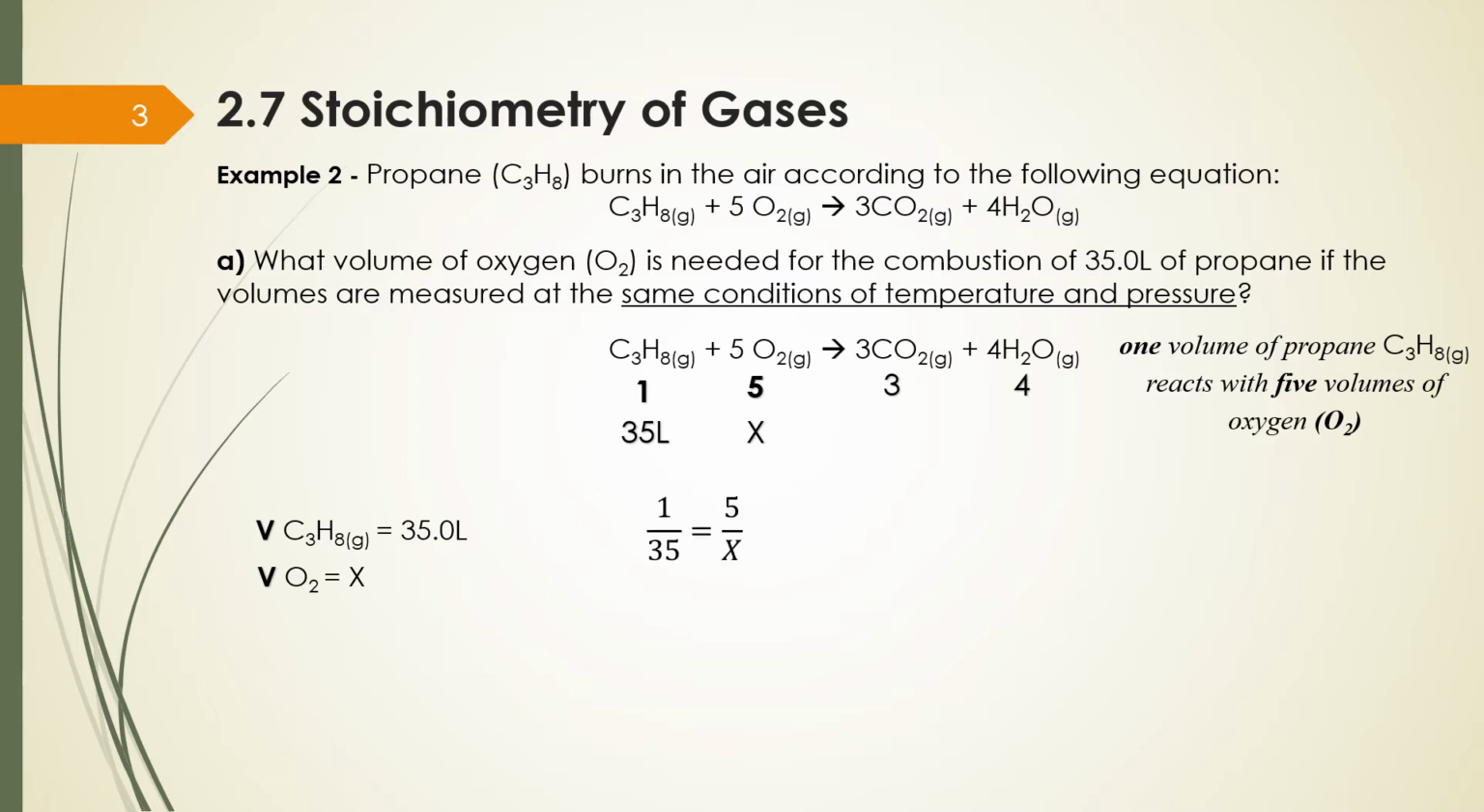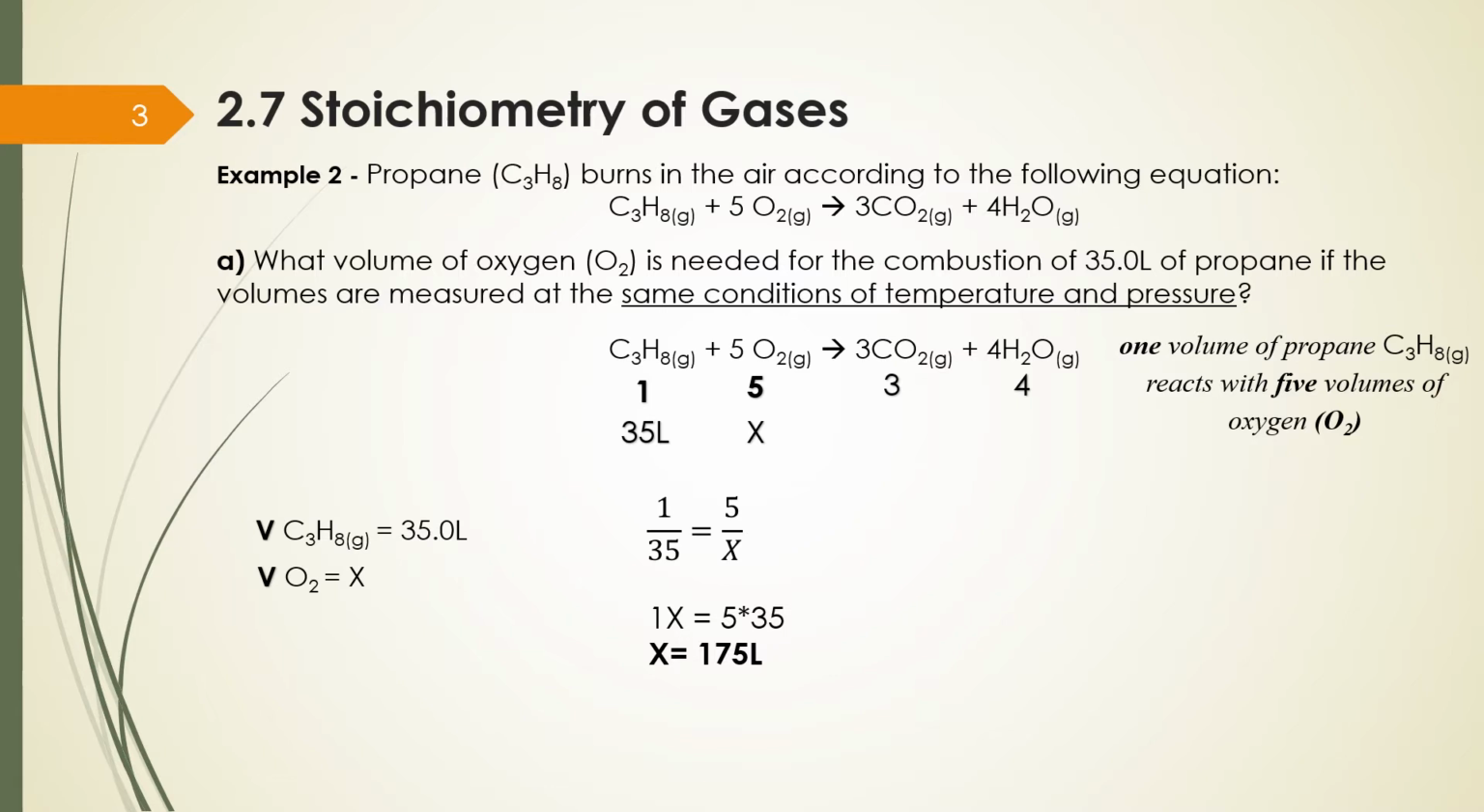But what do I know? For 1 volume of propane, I need 5 volumes of oxygen. So if I have 1 volume, I need 5. If I have 35, how much do I need? Yes, X. I don't know, I'm going to calculate. Okay, so it's going to be proportional. So 1X is 5 times 35. So X is 175 liters.